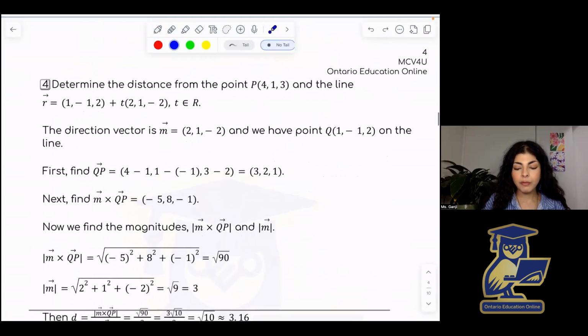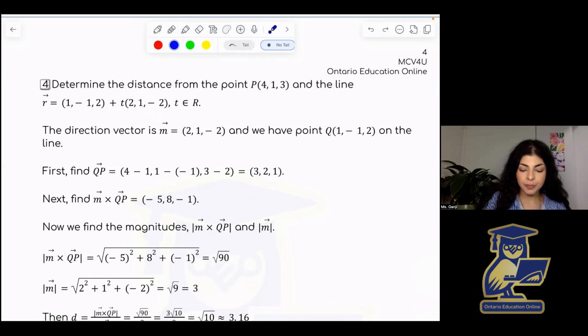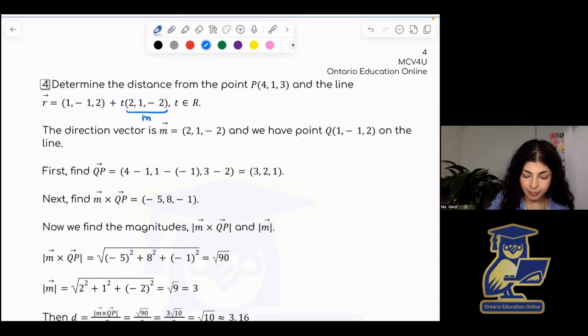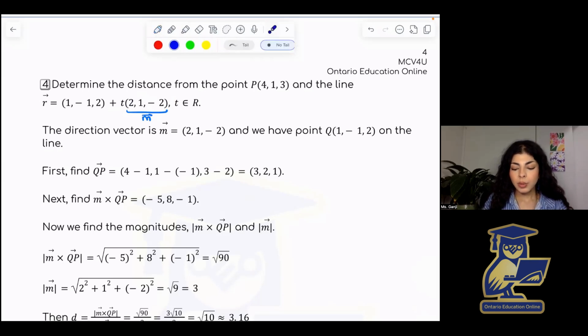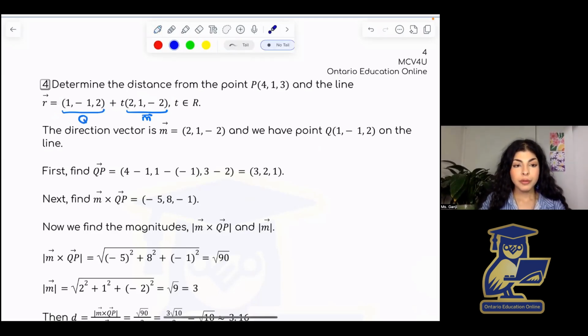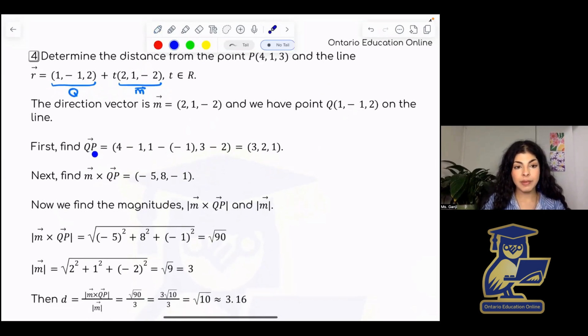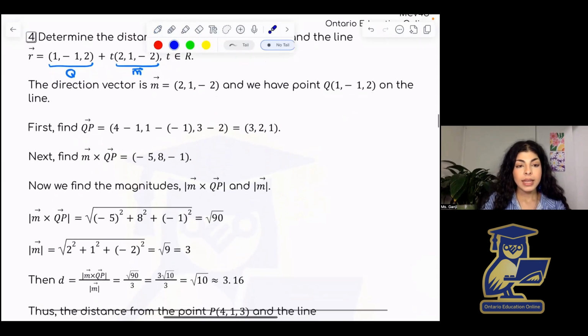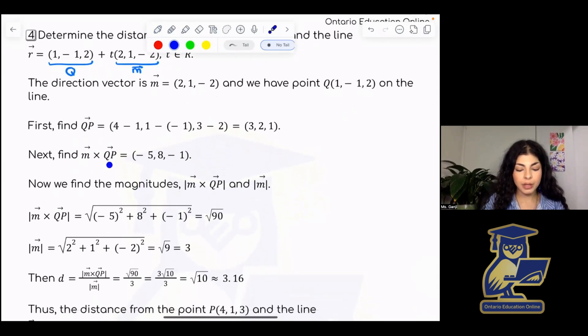So we have the point (4, 1, 3) on this line. So this is m now, our direction vector. And we also have the point Q. So this is point Q, the easiest point which is given to us on the line. So the first thing we do is find QP as a vector, which will be (3, 2, 1). And then we find the cross product of vector QP and the direction vector m.